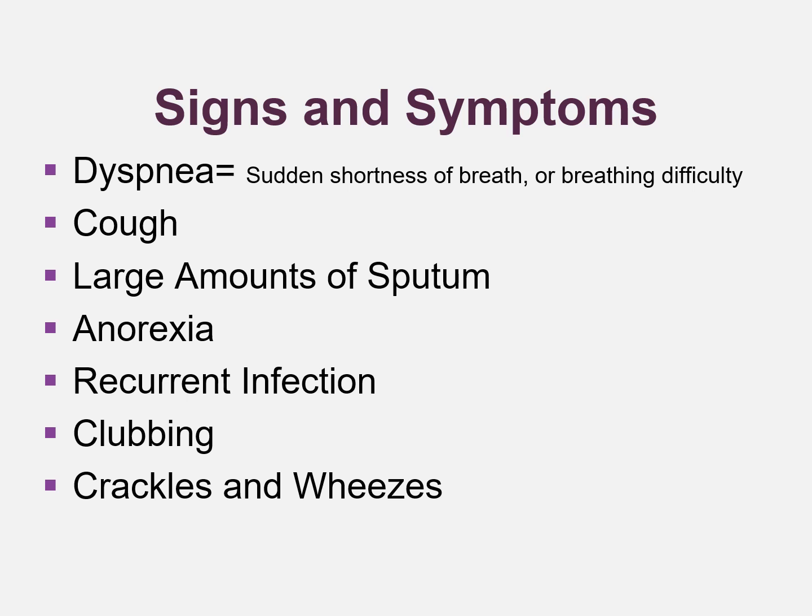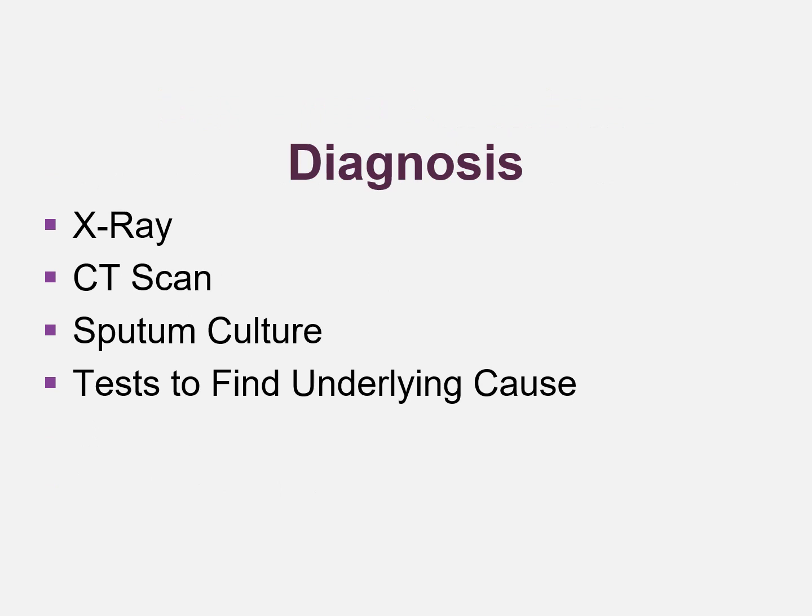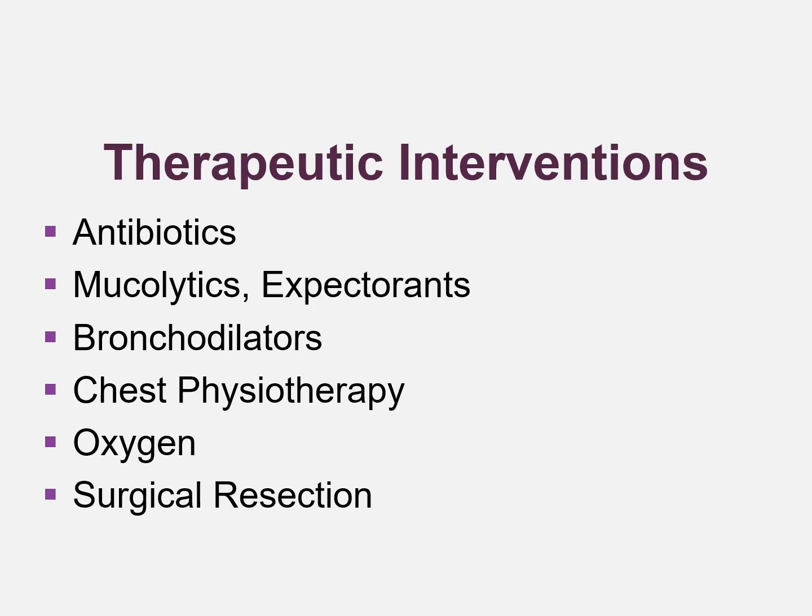Signs and symptoms include shortness of breath, cough, large amounts of sputum, anorexia, recurrent infections, clubbing of the fingers, crackles, and wheezes. To diagnose, we look at the patient with x-rays, CT scans, we collect sputum cultures, and will do tests to determine the underlying cause. These patients are going to need antibiotics, mucolytics, expectorants, bronchodilators, chest PT, oxygen, and sometimes surgery.